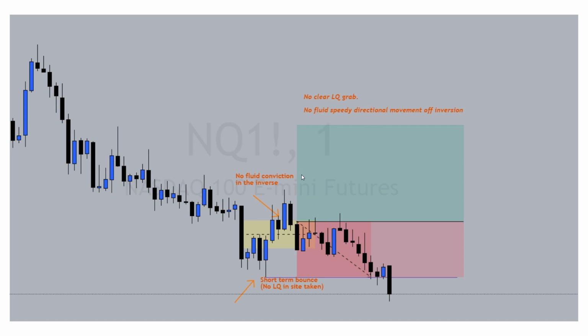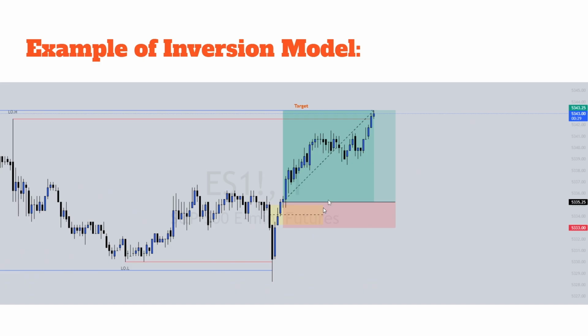directional movement off inversion, right? Here's your example. We're still creating lower highs here. Price has an inversion that we do create, but sometimes traders see that first inversion and take it instantly. You have to recognize that there was no fluid conviction in the inverse. The difference between this trade and this trade in terms of delivery is you see price be very deliberate and very fluid in terms of the move off low. You see price get swept off low, boom, higher, close over, and seek further extension.